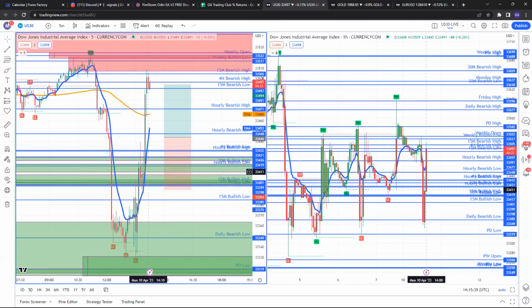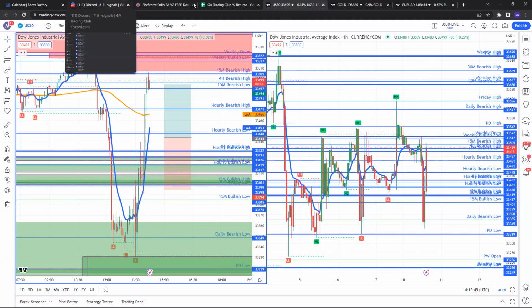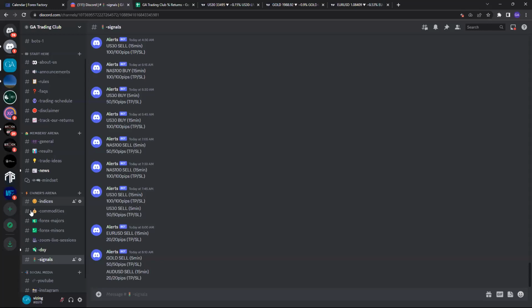If we don't catch a trade today, that's fine. Remember, we don't have to trade every day, and you guys have access to the signals, so you can make some money from the signals. Like today's signals for the sells, I see we had a Euro USD sell. I know we had this gold sell.